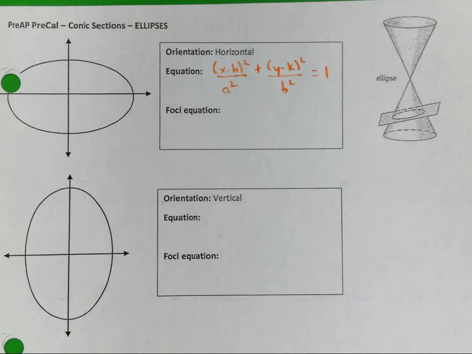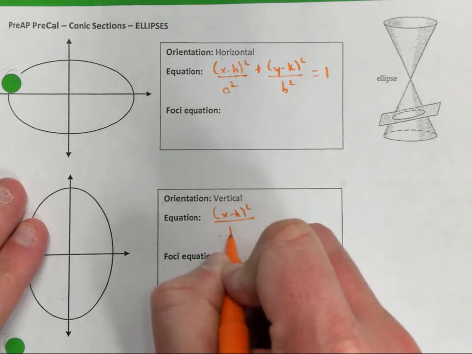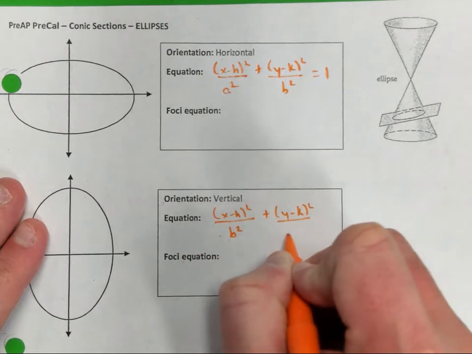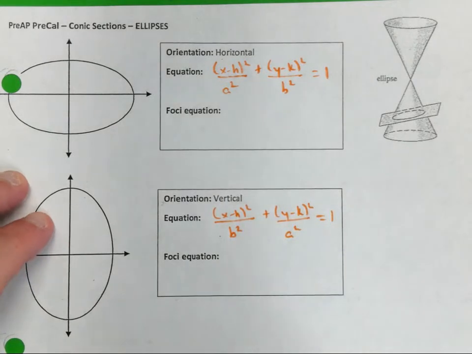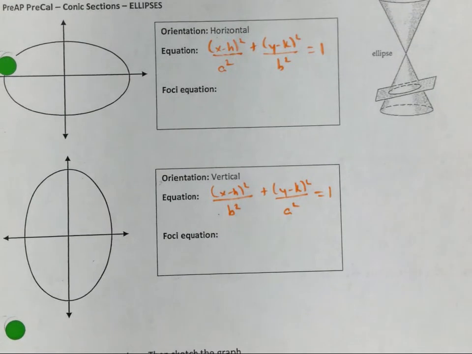In a minute, down here's the same equation, but since this is vertical, where do you think the A squared is under? The Y, okay? So I don't memorize equations. I don't memorize those formulas. Just know that the larger number under the parentheses tells you the orientation of the ellipse, okay?